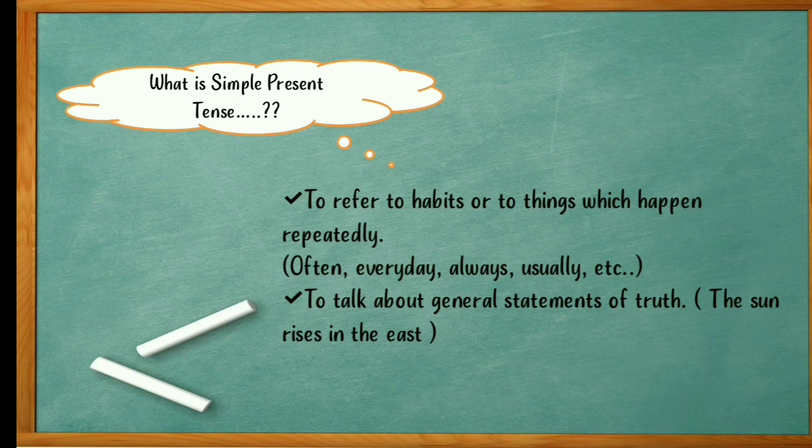Atau contoh lain, api itu panas. Nah, itu general truth itu kan, kebenaran umum itu. So that's the example. Okay? So this is the meaning of simple present tense.